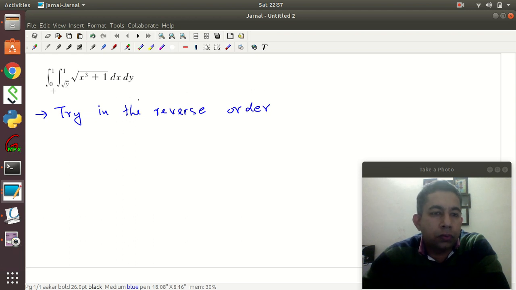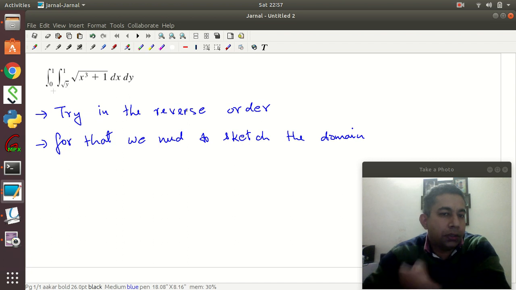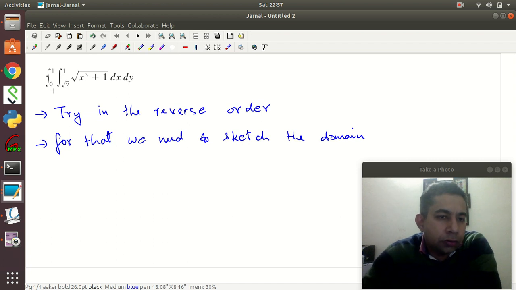So to get the order, what do you want to do? You have to sketch the domain. So for that we need to sketch the domain. What we have is y is going from 0 to 1 and x is going from root y to 1. So let's have the axes here.